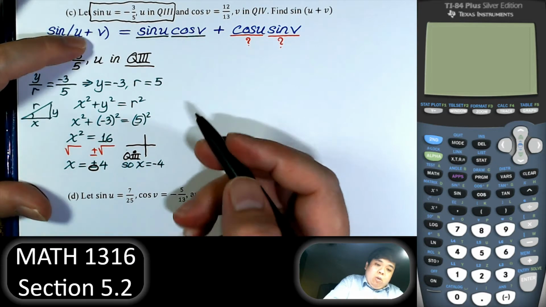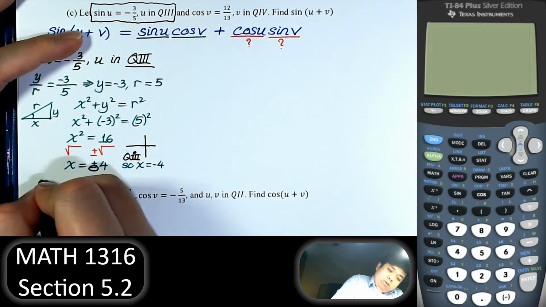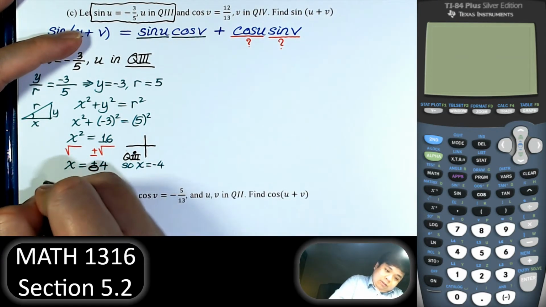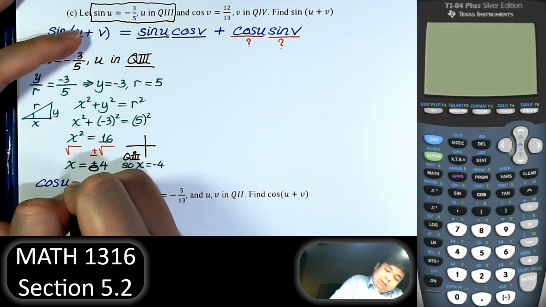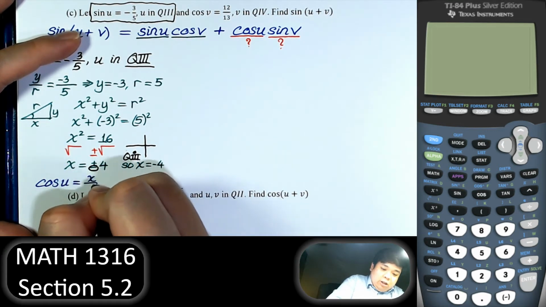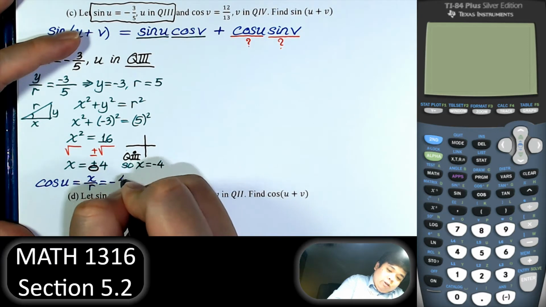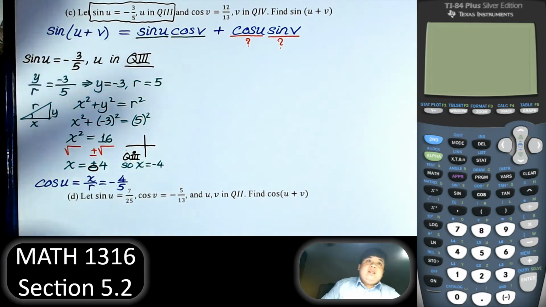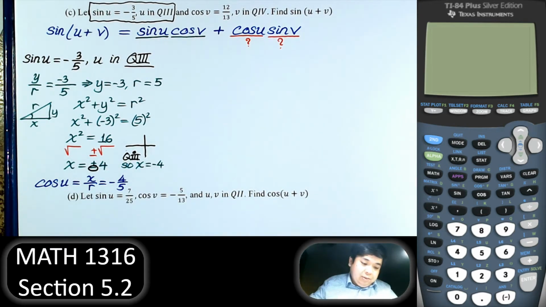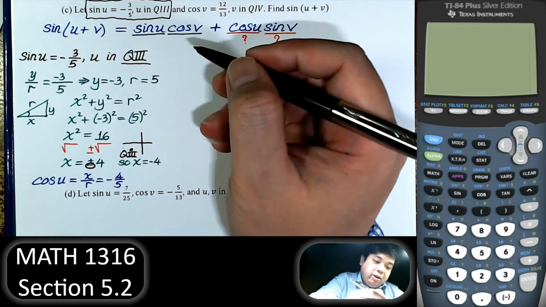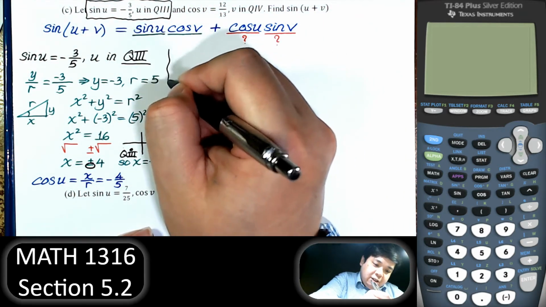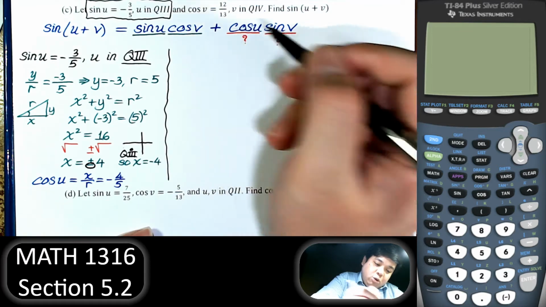So in that case, we go back and find cosine of u. It's going to be x over r, negative 4 over 5. Of course, we did plenty of this in chapter 1. So that's negative 4/5. That's first.